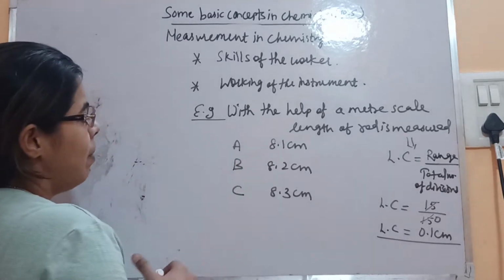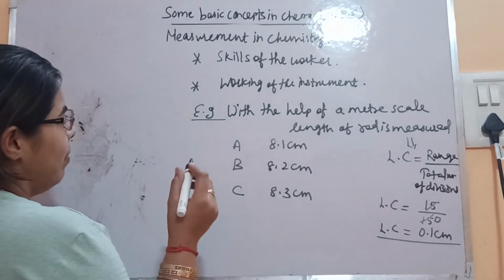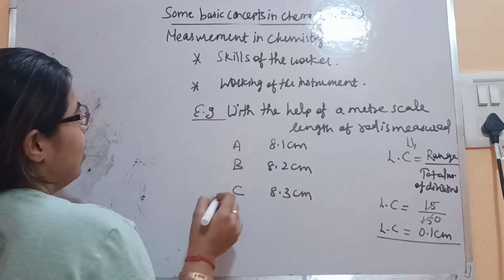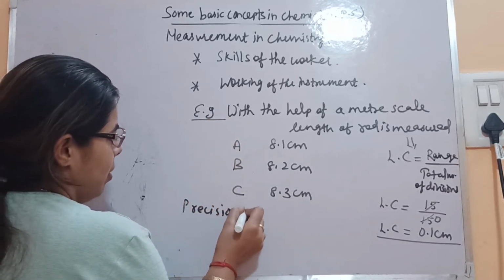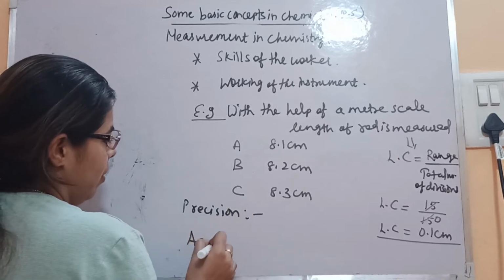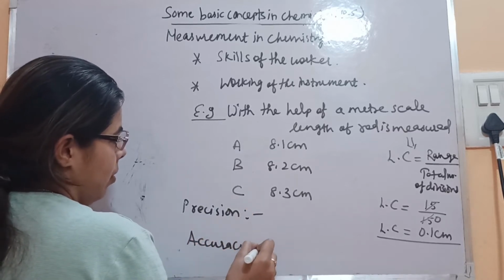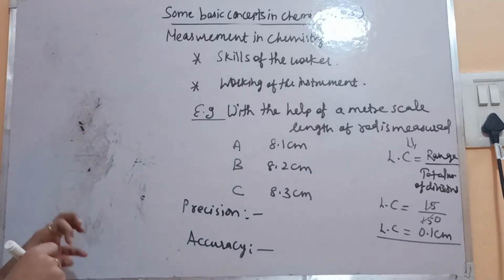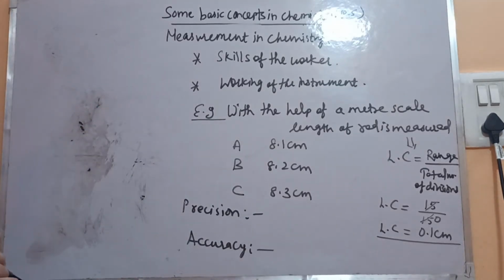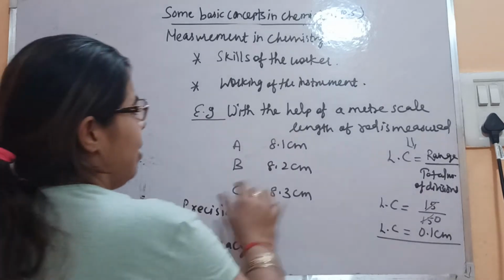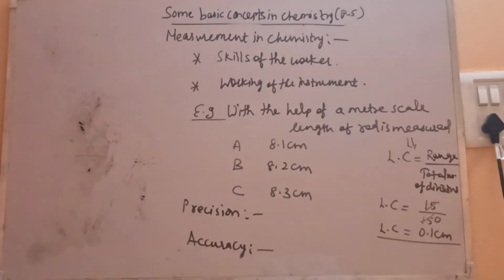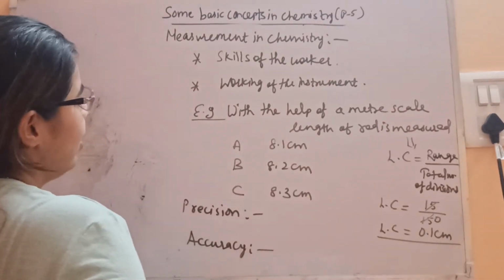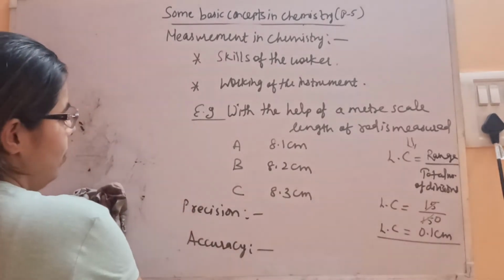Two terms are associated with this measurement: one is precision and one is accuracy. These are the two important terms related to the measurement part. So let's define these terms and then we'll get back to the example, because this example is required for the explanation of these two terms.